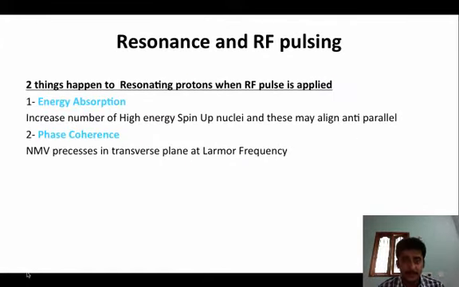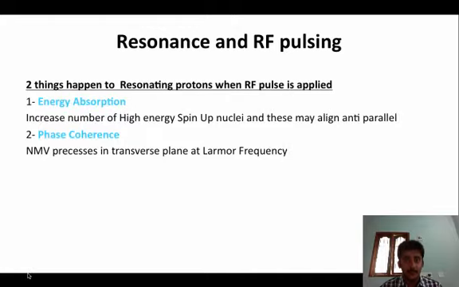And what is this resonance and what is this radio frequency pulsing? Basically, two things happen to resonating protons when an RF pulse is applied. They absorb energy and gain phase coherence. What is this absorbing energy and phase coherence? In order to align the protons in a magnetic field, we have to apply some energy. That is applied by the excitation field.